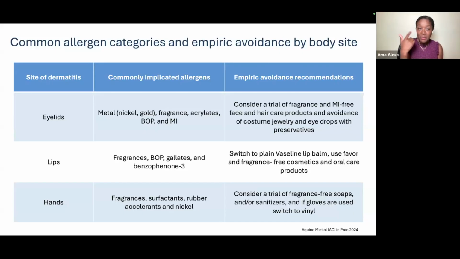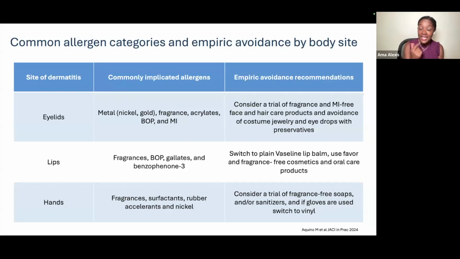So we talked about the eyelids being very sensitive. So if you have eyelid dermatitis, it could be due to a commonly implicated allergen, could be metal, so nickel or gold, fragrances, acrylates, which we just learned are glues, balsam of Peru, which is fragrance, or MI, which you also learned is a preservative. So things you can do by yourself is you can consider a trial of fragrance or MI-free face and hair care products, and avoiding of rings, earrings, and also make sure you use eye drops without preservatives.